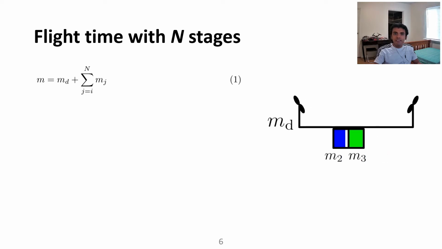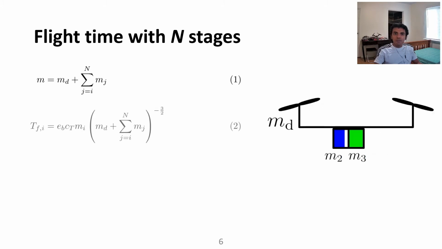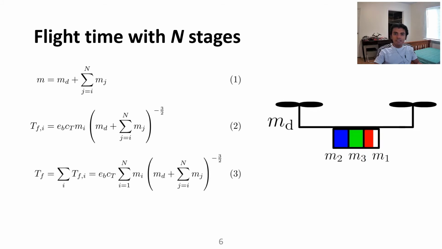At the ith stage, the vehicle has ejected the first i-1 stages and its total mass is given by equation 1. So the flight time contributed by the ith stage is given by the formula for a single stage case with the energy storage mass mi. This is shown in equation 2. The total flight time is simply the sum of the respective flight times of each stage as shown in equation 3.